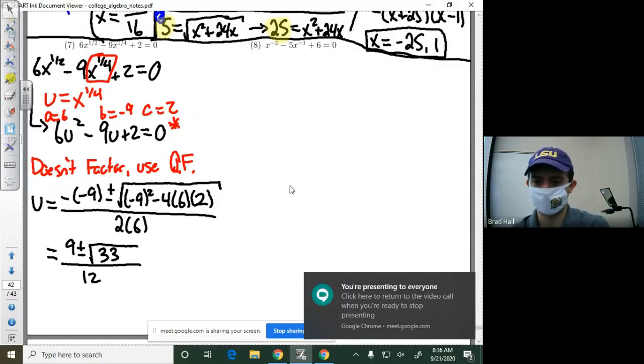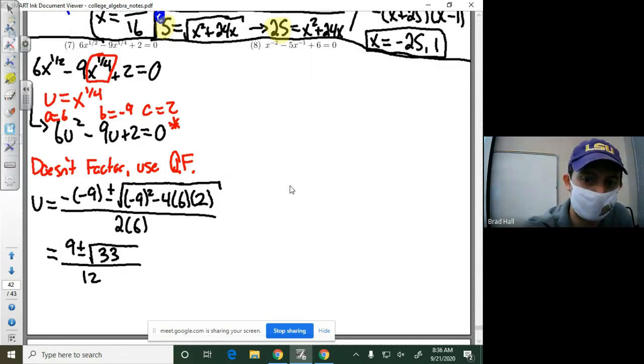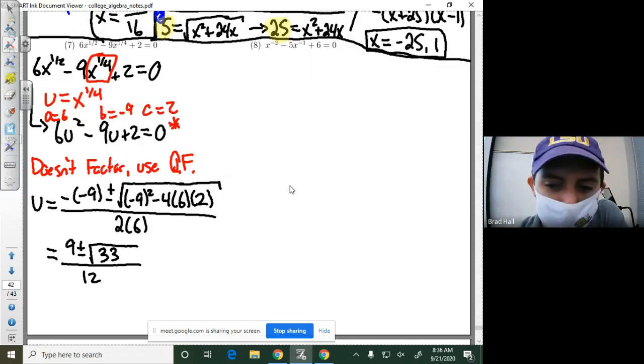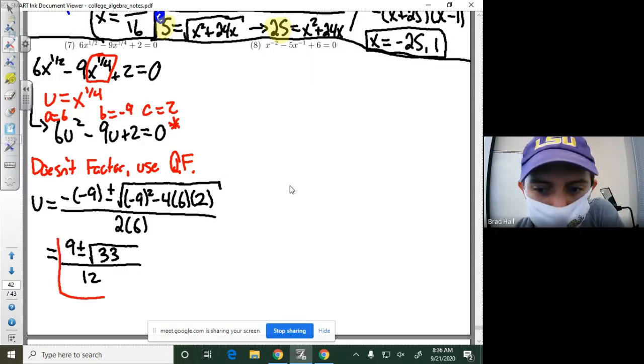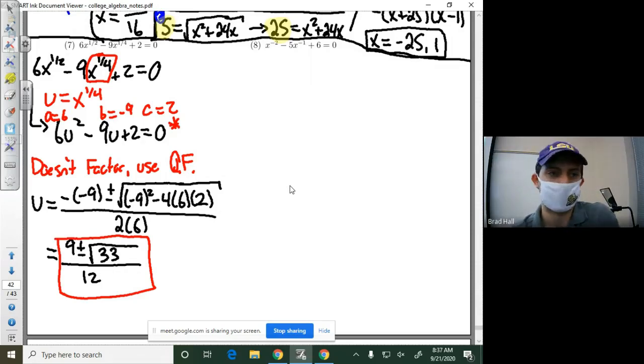And the square root of 33 cannot be broken down anymore. 33 is, well, it's not prime, but if you do the factor tree, you won't find any pairs, as we mentioned before. You just get 11 and 3. So, in other words, you might think, is this really the answer? Well, it's the answer for now. It's not the final answer, though. That's the answer for u, but we're not done yet because we need to go back to x's.